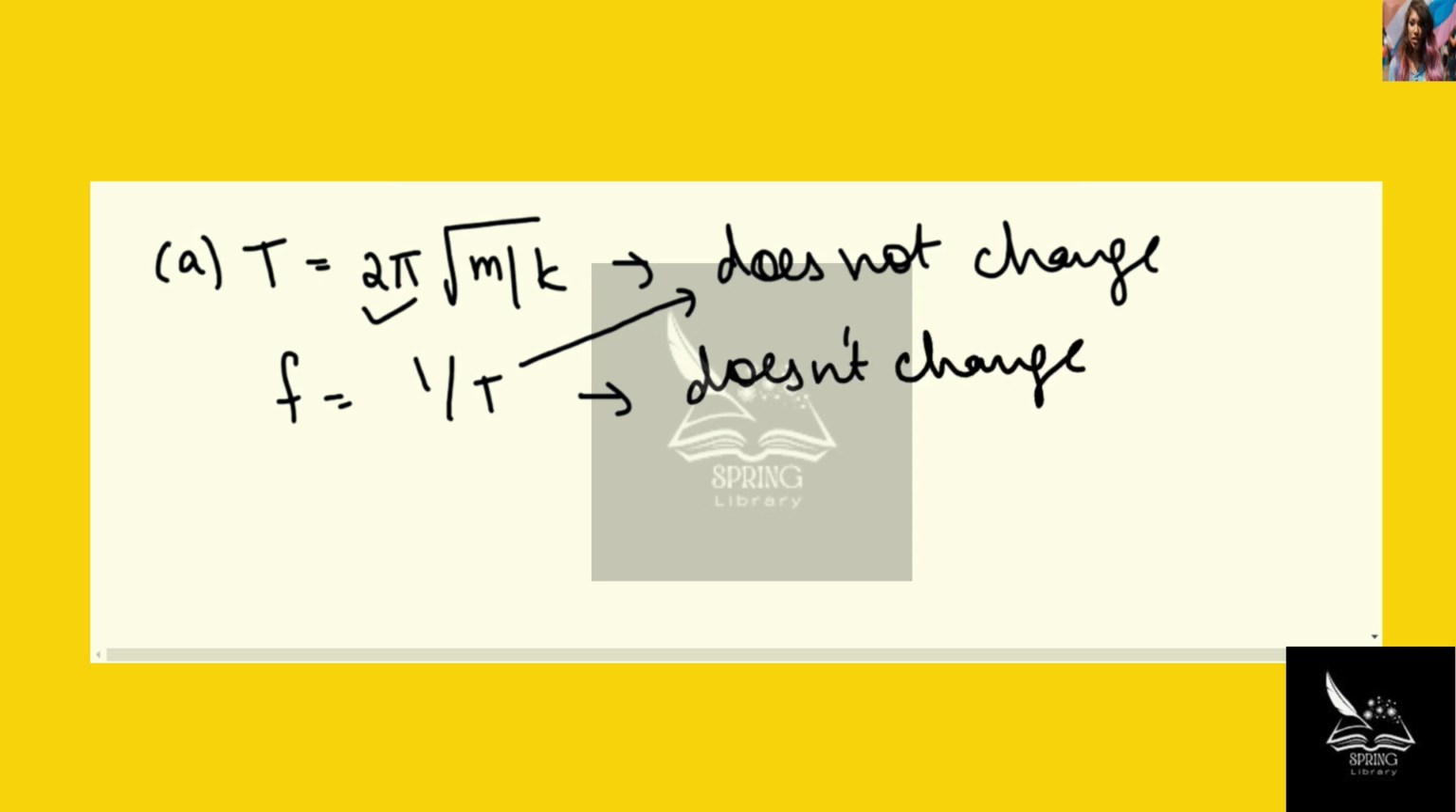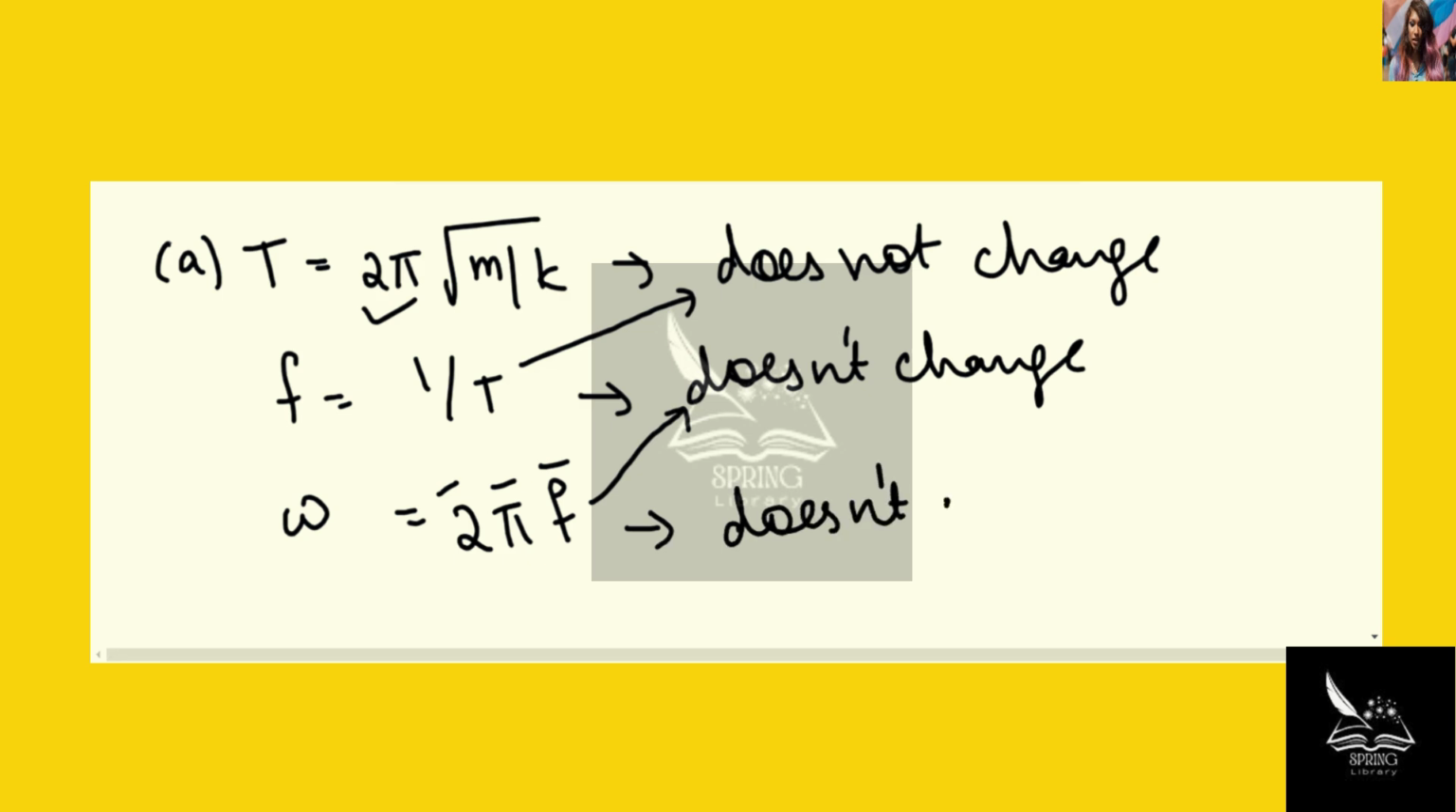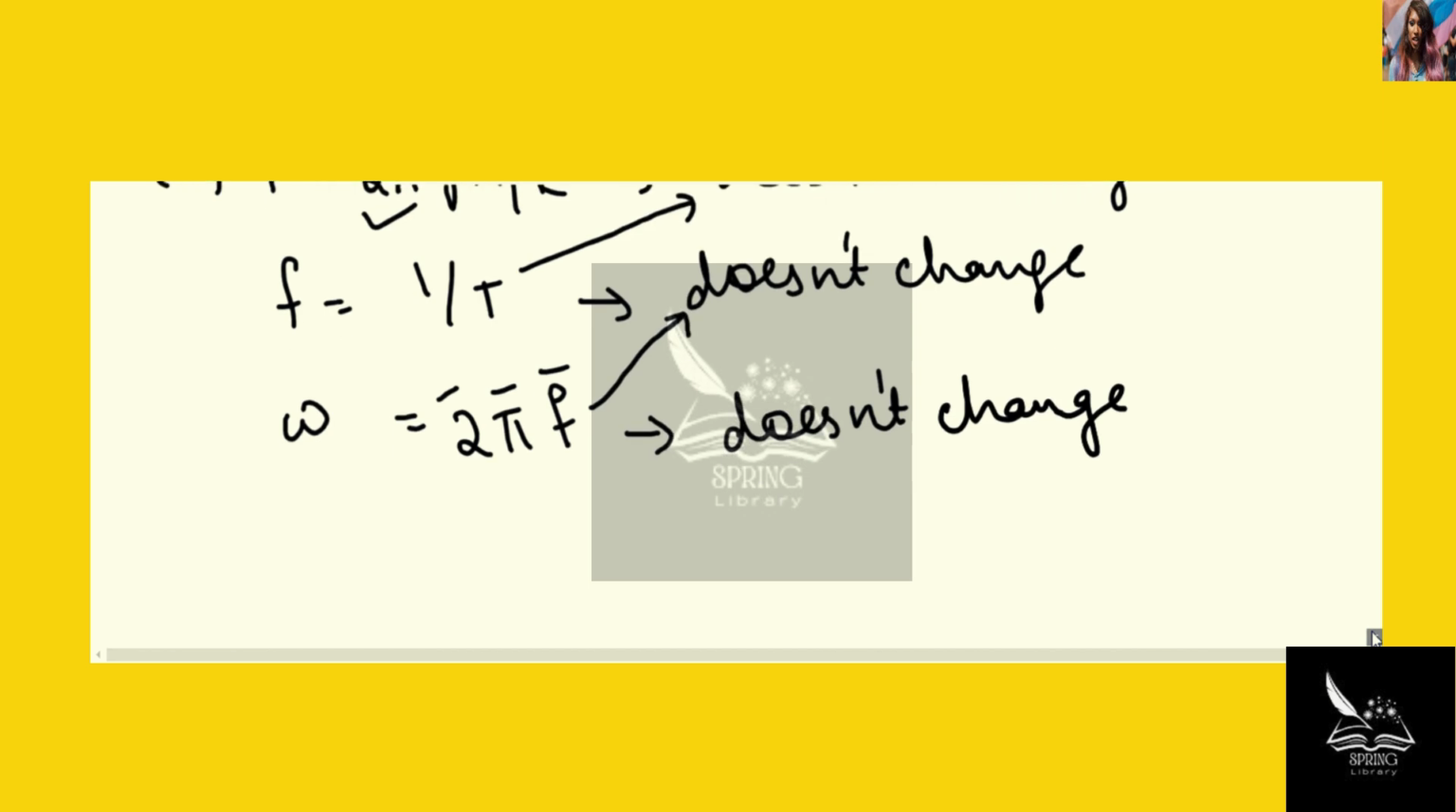The third is our angular frequency, and the formula we know is 2 pi f. 2 is a constant, pi is a constant, it is only related to frequency, and we have already said that it is not dependent on amplitude. Hence, angular frequency is also independent of amplitude, hence doesn't change. So we have to understand that time period, frequency, and angular frequency, all three quantities are not dependent on the amplitude.